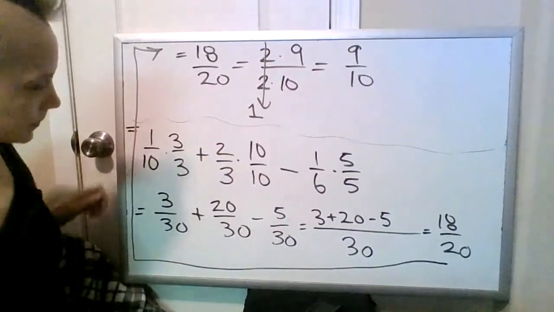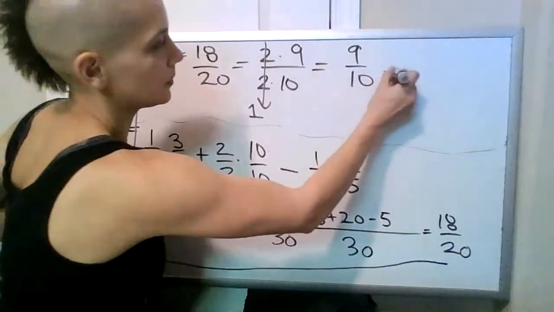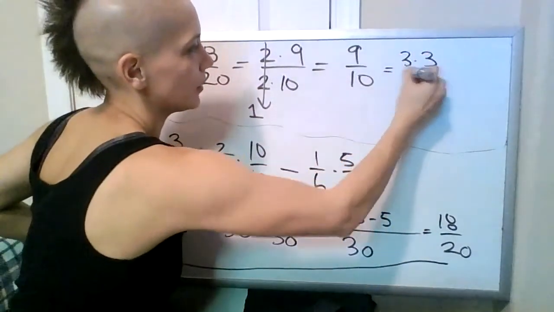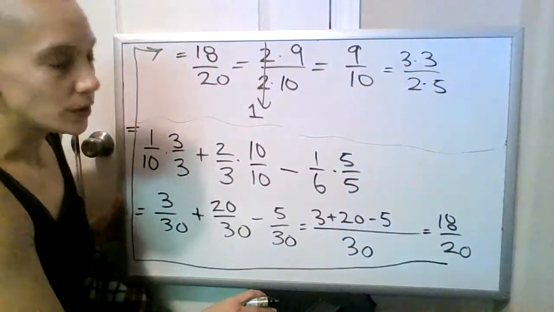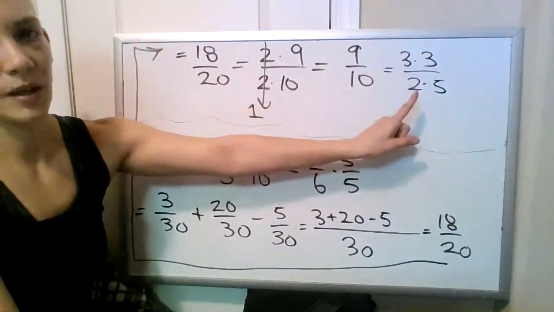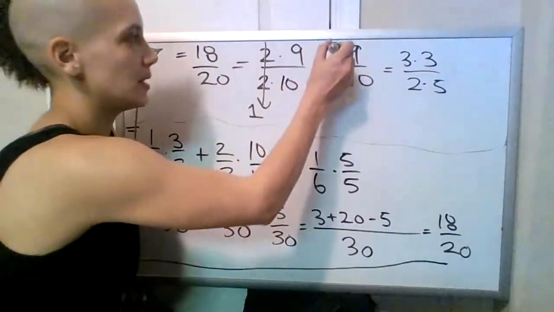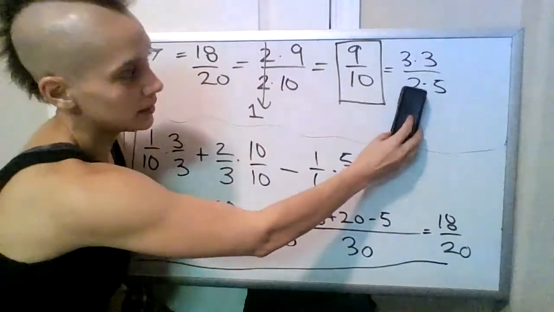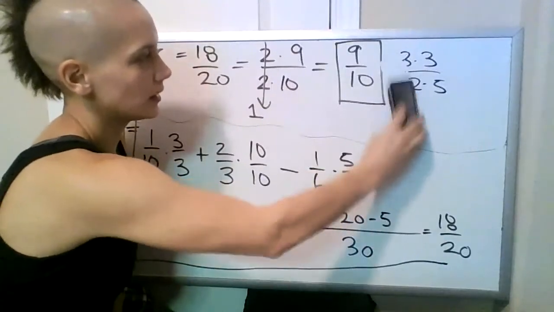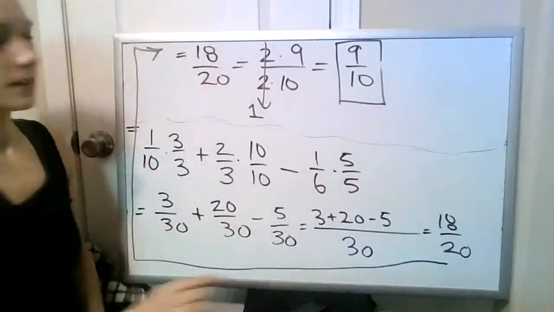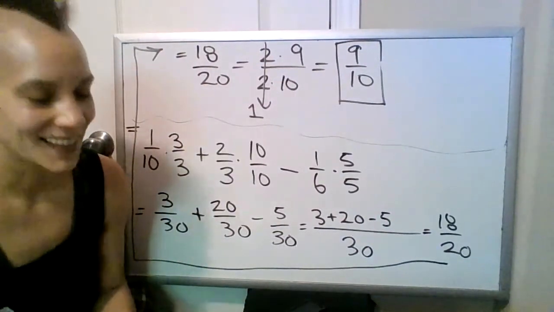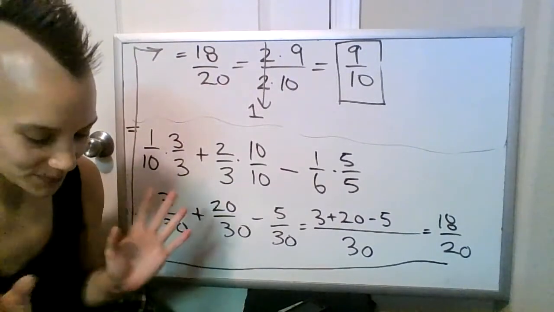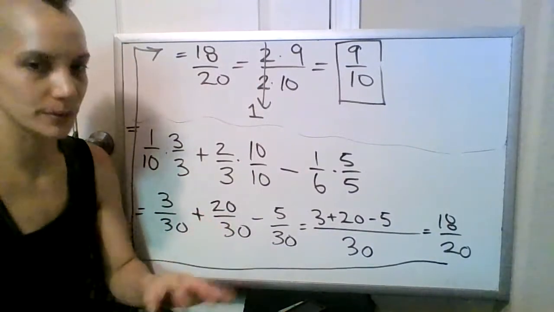Let's check if it's fully simplified by using factoring. So we have 3 times 3 over 2 times 5. No factors in common between your numerator and denominator. So this is simplified. This is just scratch work to check that you have the right reduced fraction. Okay, so we want to go on to homework 2.